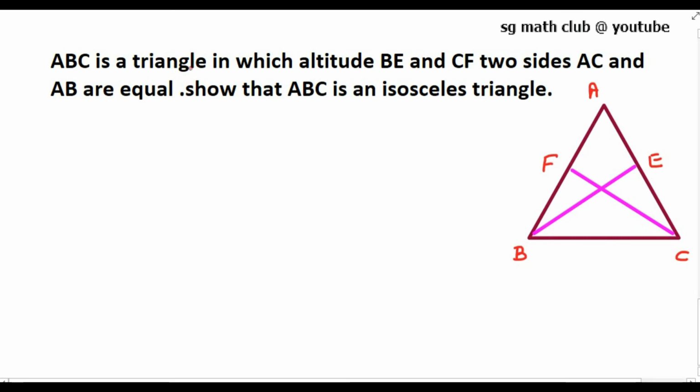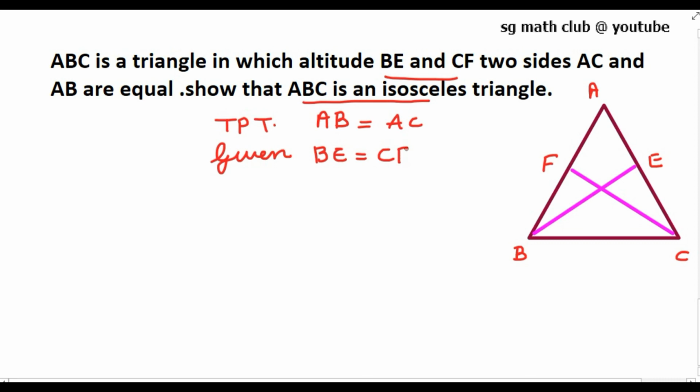Next question. ABC is a triangle in which altitudes BE and CF to sides AC and AB are equal. Show that ABC is an isosceles triangle. This is just the opposite of the previous problem. We need to show ABC is an isosceles triangle. That means we need to prove AB equals AC. And here they have given the altitudes are equal, BE equals CF.